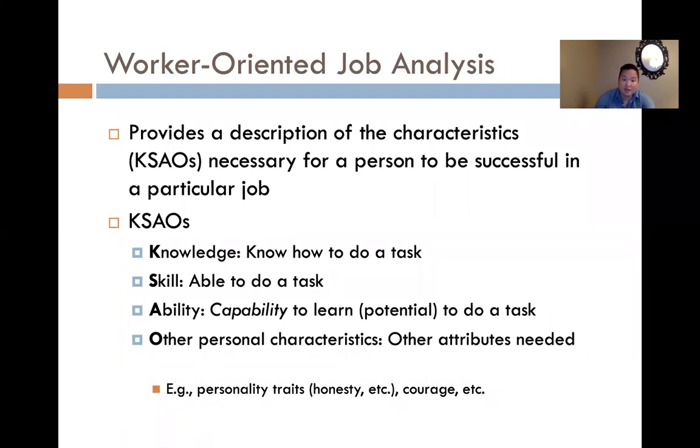And other attributes needed. So knowledge is just, do you know something or how to do something? Skill is, are you physically or mentally able to do it? So if I'm working at a shipping facility, I need to have the skill to physically lift boxes above my head to put them on a conveyor belt. Ability is a little tricky. It's the capability to learn. So you might not know how to do something. You might not know how to operate heavy machinery, for example. But if you are able to learn it, then you have that ability.